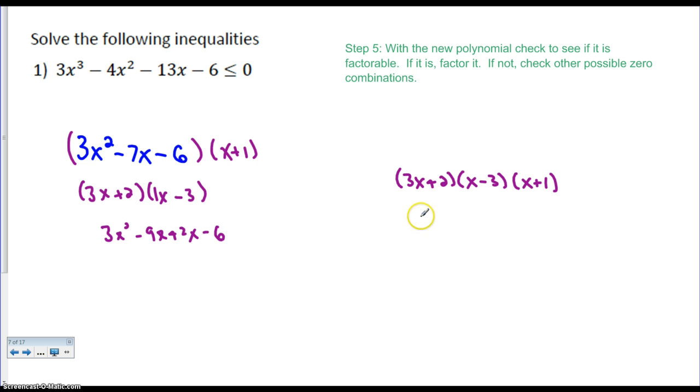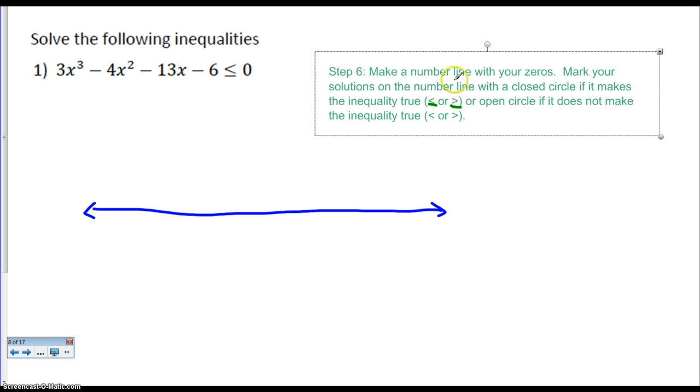So my zeros are negative 2/3, positive 3, and negative 1. Now I'm going to add some other steps. This is kind of where we started before. We wanted to find the zeros, which we did. Well, now we want to solve the inequality. So what am I going to do next? I'm going to make a number line with those zeros.